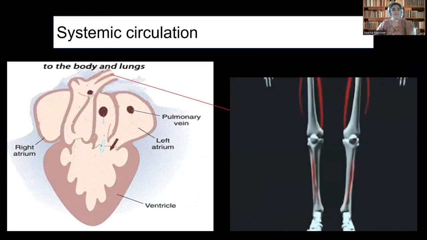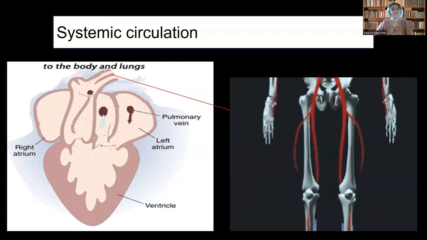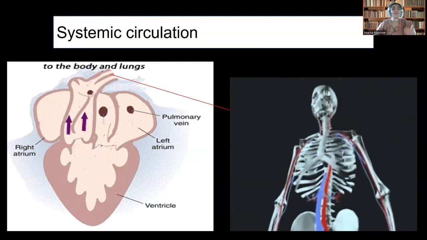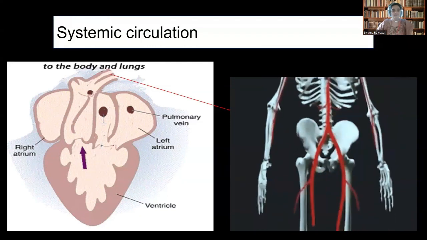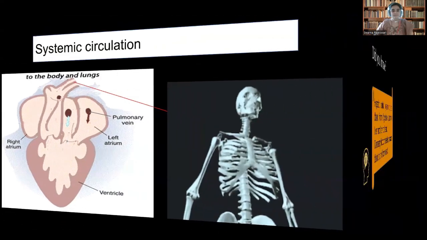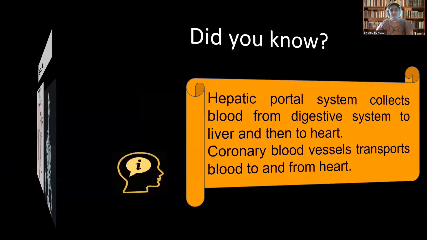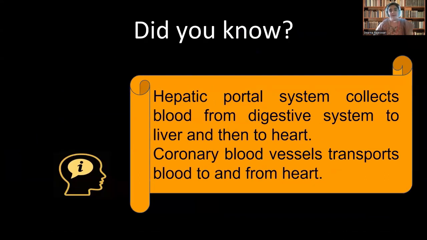So here also we can see systemic circulation, where the blood is distributed from the heart to the different parts. And there is a hepatic portal system which collects the blood from the digestive system, and then distributes the blood to the heart. And there are coronary blood vessels which carry the blood to the heart and also carry the blood away from the heart, which are called coronary blood vessels.